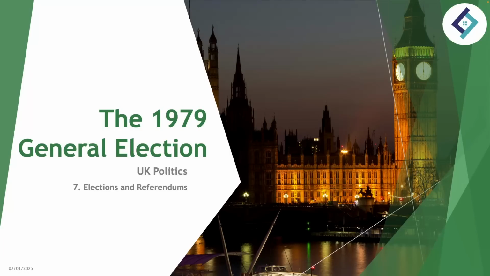In this lesson, what we're going to be doing is talking about the 1979 UK general election. And we're going to be providing a number of different pieces of information in terms of examining its significance and examining the decisive shift in political power that we see during this election.